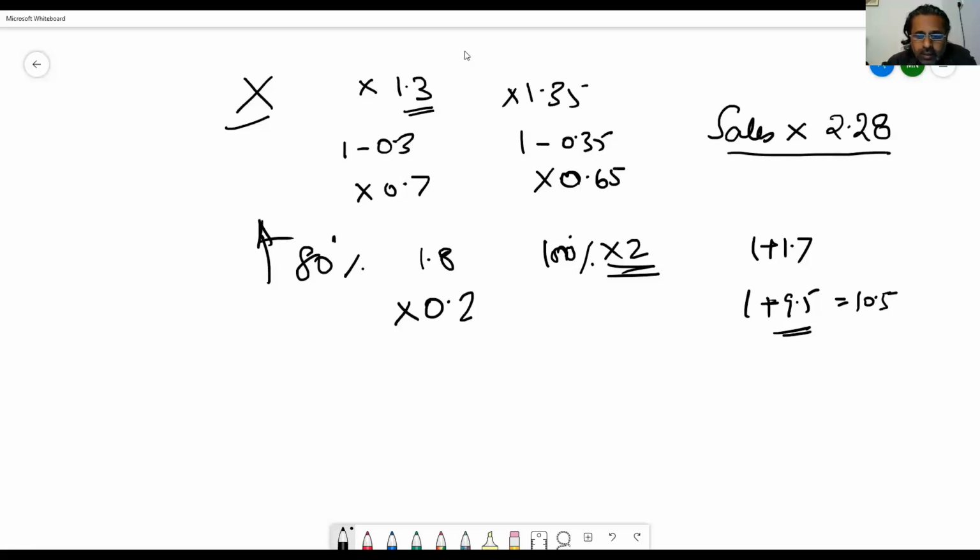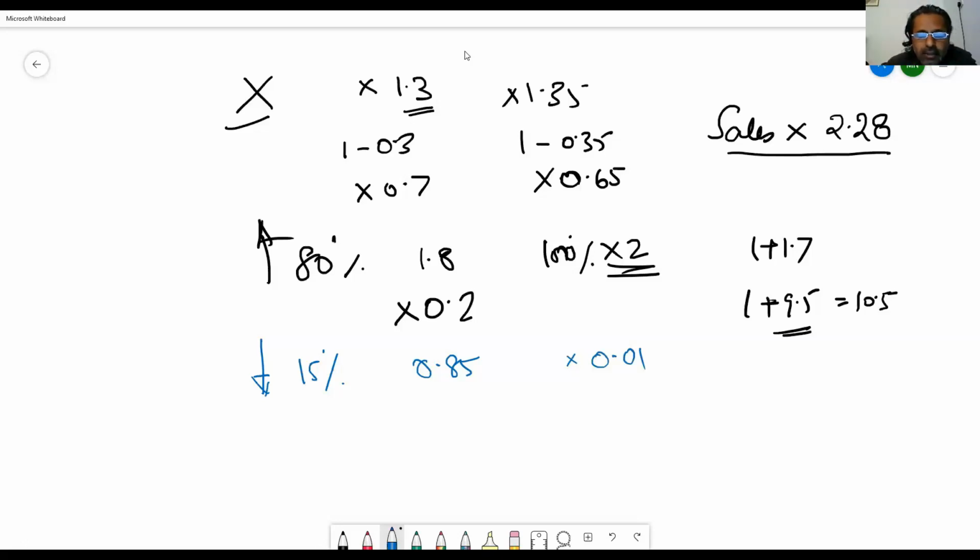Now suppose I say the sales for the next year decreased by 15%. Then what do I understand by that? Decrease by 15%. 1 minus 0.15, so 0.85. Excellent. You multiply by 0.85. Decrease by 99%. Multiply by 0.01. Excellent.